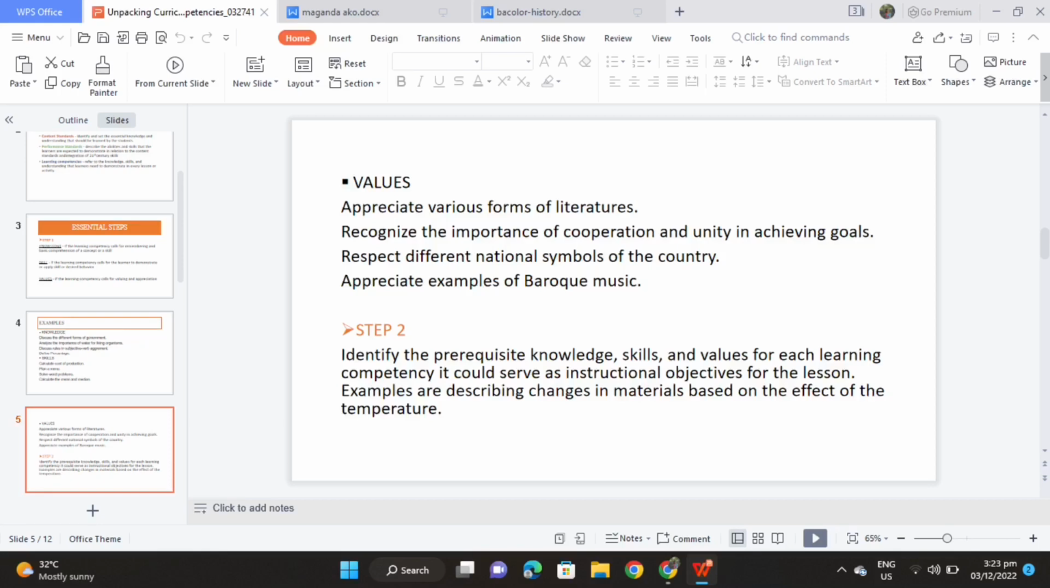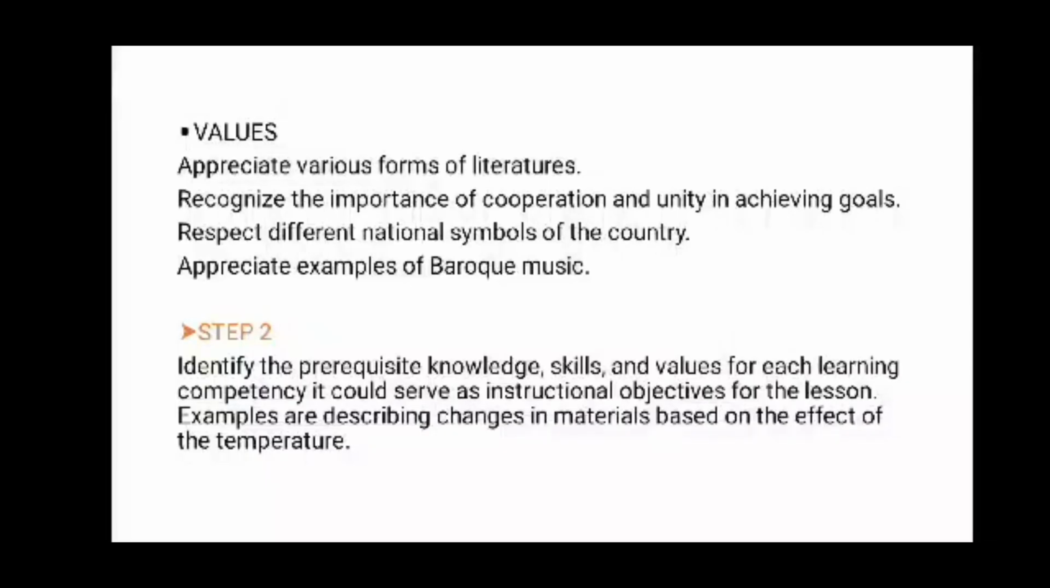Next, reporter, we will discuss step 2. Step 2. Identify the prerequisite knowledge, skills, and values for each learning competency. It could serve as instructional objectives for the lesson. Examples are describing changes in materials based on the effect of temperature. Those are solid to liquid, liquid to solid, liquid to gas, or solid to gas. The students can actually describe changes in materials based on the effect of temperature. You should be able to describe temperatures such as hot or cold. Observe the effect of temperature on the materials.